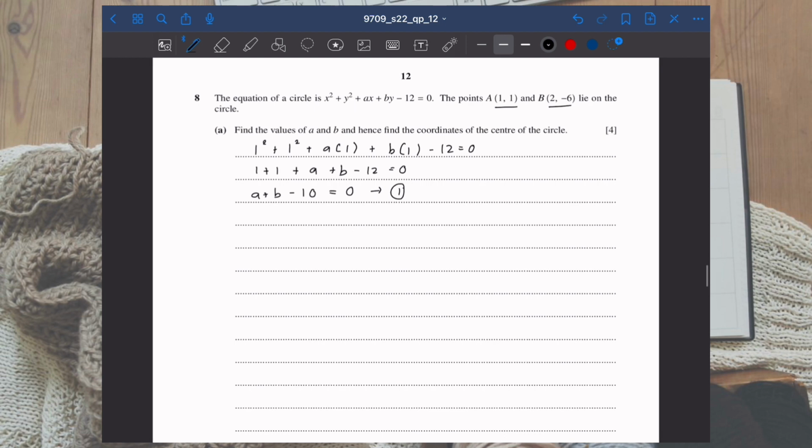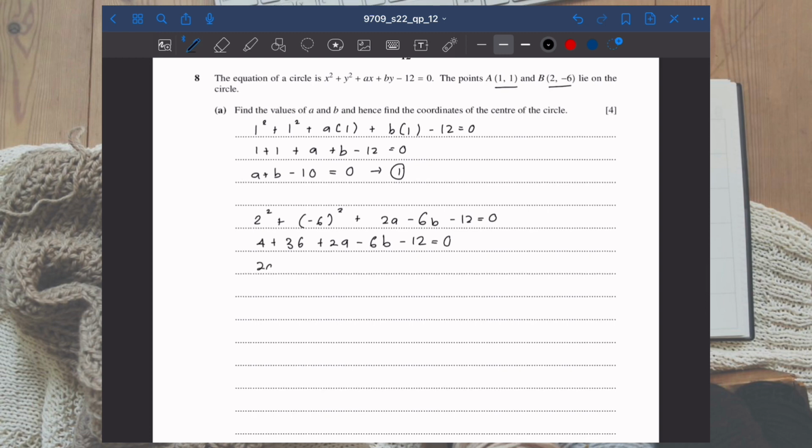So we can substitute point B to get our second equation. So 2 squared plus negative 6 squared plus 2A minus 6B minus 12 equals 0. So 4 plus 36 plus 2A minus 6B minus 12 equals 0. 2A minus 6B plus 28 equals 0.